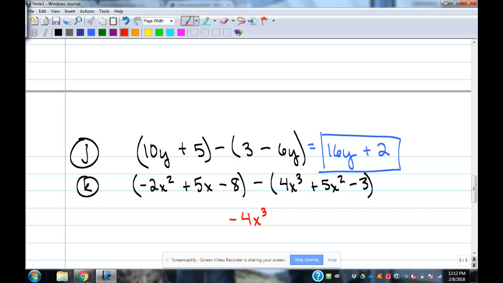Okay? Then we did x cubed, so the next stop is x squared. So we have negative 2x squared minus positive 5x squared. So negative 2 minus 5 would be, is it positive 7 or negative 7? Negative 7x squared, because it's negative 2 minus 5, so it's making it more negative.